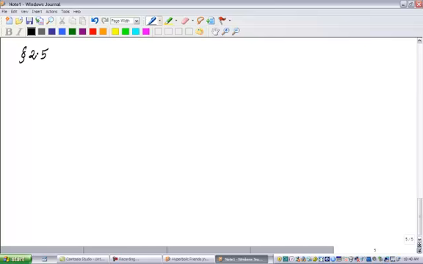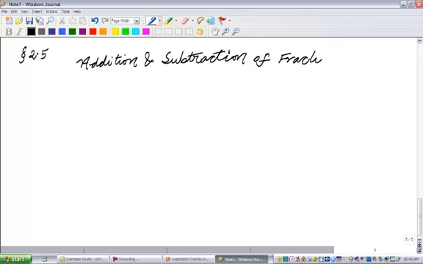And section 2.5 is on addition and subtraction. Addition and subtraction of fractions. Addition and subtraction of fractions, okay?